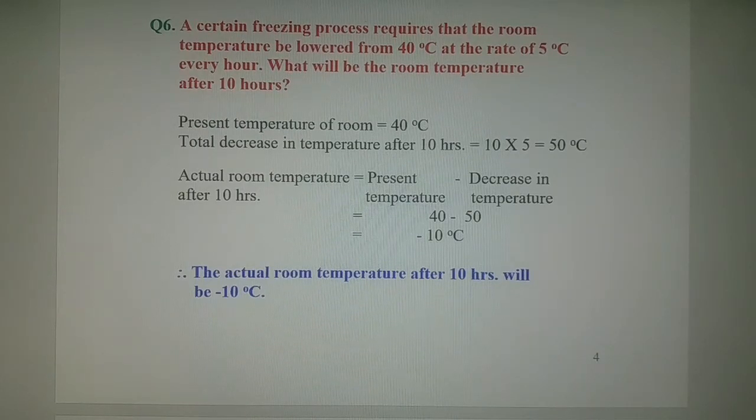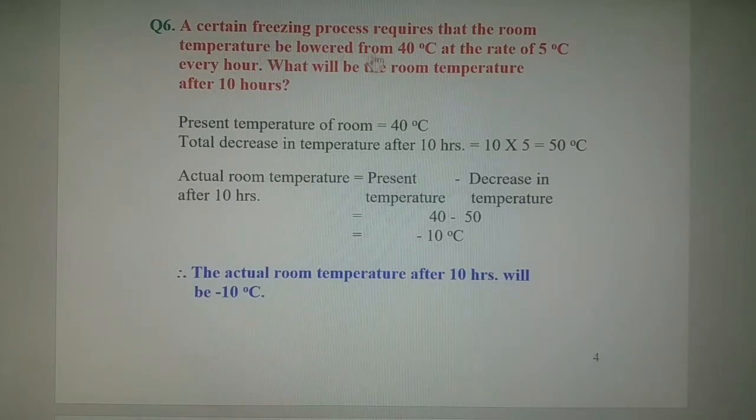We'll begin the sixth sum. Question number 6. A certain freezing process requires that the room temperature be lowered from 40 degrees Celsius at the rate of 5 degrees Celsius every hour. What will be the room temperature after 10 hours?